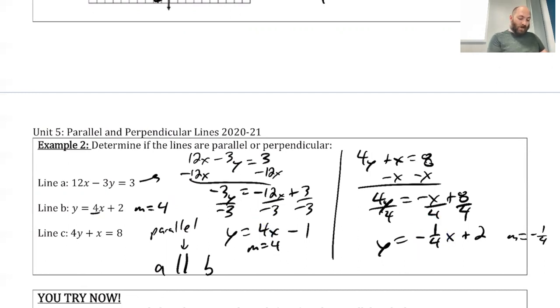Okay, because remember, I can treat 4 as 4 over 1. So flipping it is 1/4, and the opposite sign is negative. That means that line C here is perpendicular to both A and B. So I can draw perpendicular like an upside down T. So A is perpendicular to C, B is perpendicular to C. So these are the 3 cases from this. All right, and that is it for our beginnings of parallel and perpendicular lines.